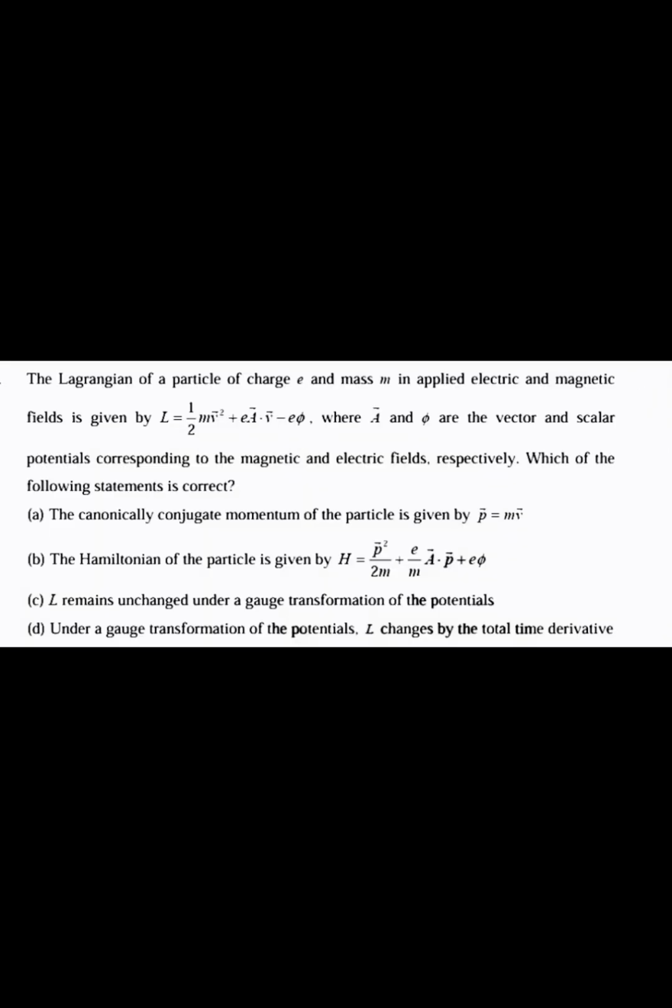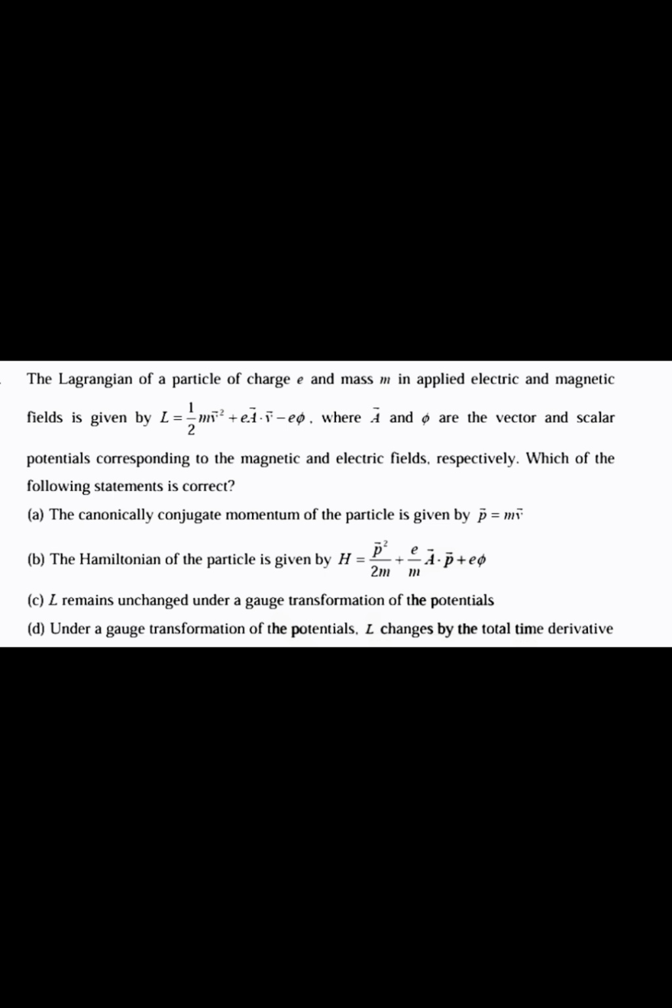So the next question is: the Lagrangian of a particle of charge e and mass m in applied electric and magnetic fields is given as L = ½mv² + e A·v − eφ, where A and φ are the vector and scalar potentials corresponding to the magnetic and electric fields respectively. Which of the following statements is correct? Here we have been given a Lagrangian and we need to check whether each statement is correct or wrong.